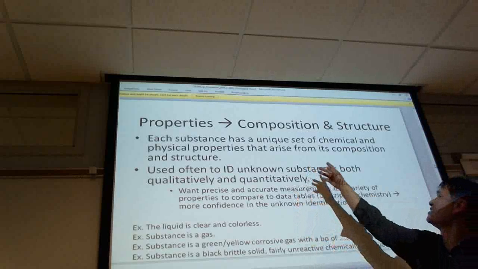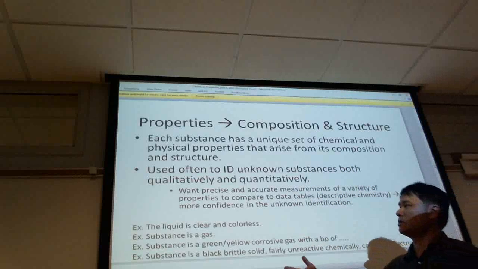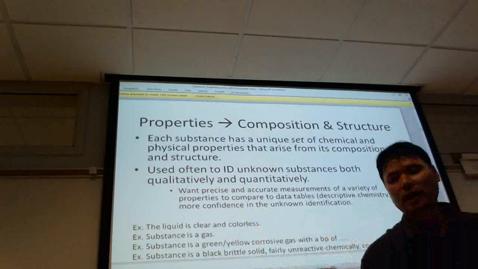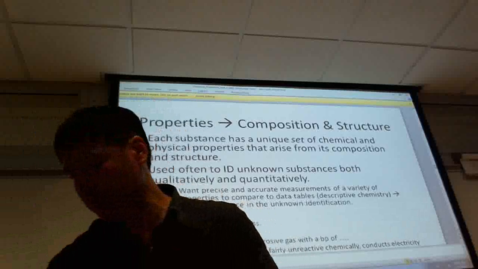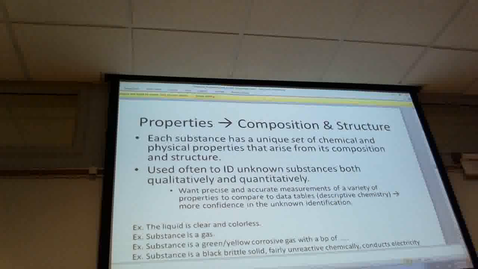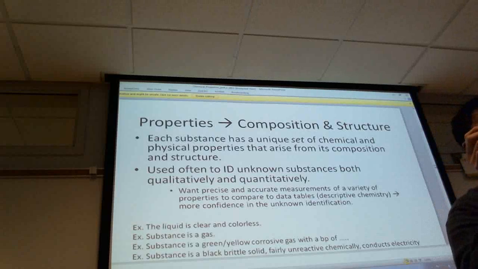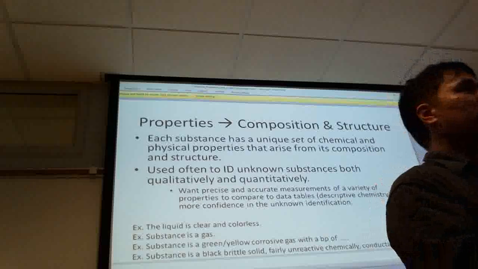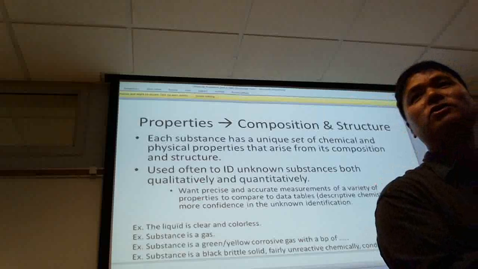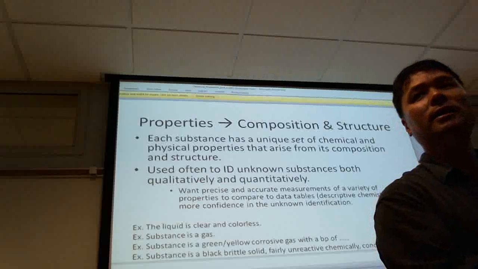Each substance has a unique set of chemical and physical properties that arise from its composition and structure. And so often we do this when we're trying to identify an unknown substance. Let's say I had a beaker of clear, colorless liquid. We call this a CCL, for clear, colorless liquid. We have a whole bunch of abbreviations; you could look those up online. Have you ever heard of CCS? Clear, colorless solution. This could be a CCS or CCL, I don't know. Usually an L implies it's pure, whereas an S would imply it's a mixture.